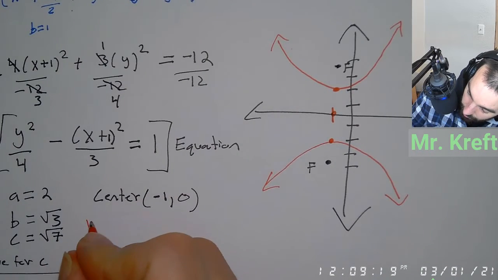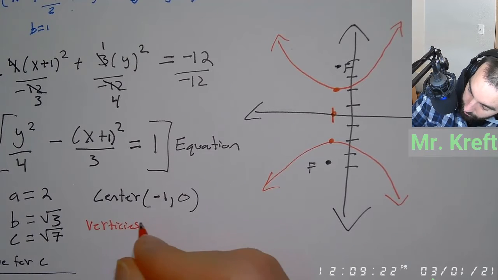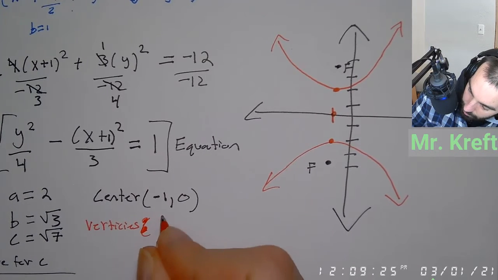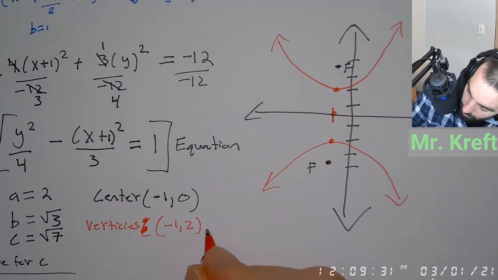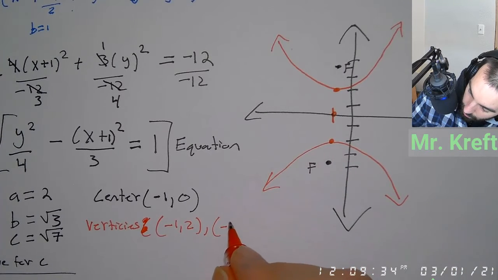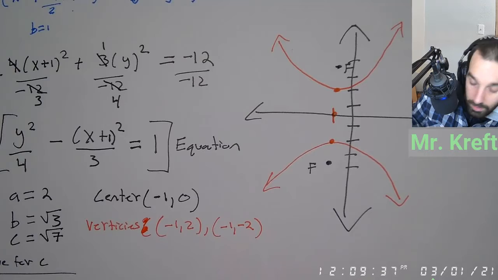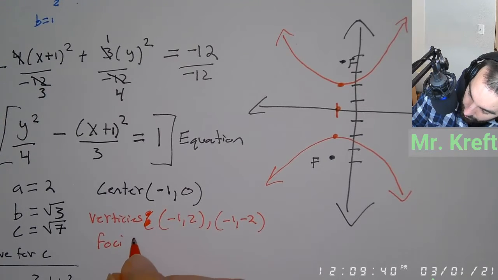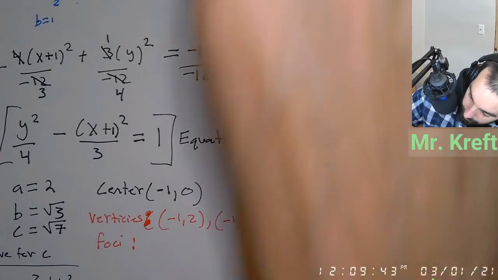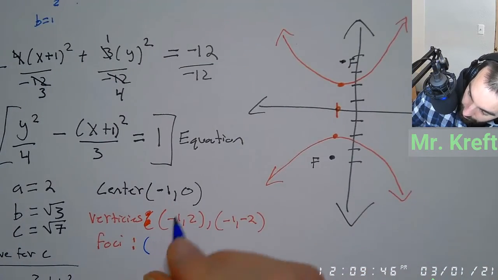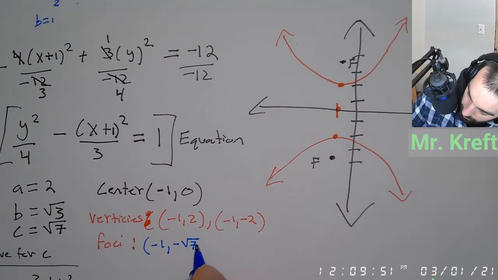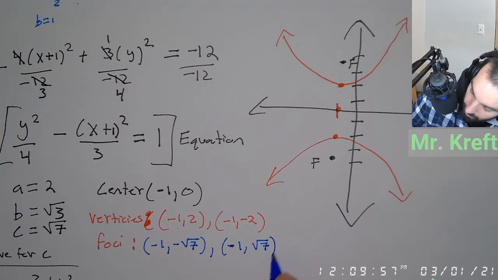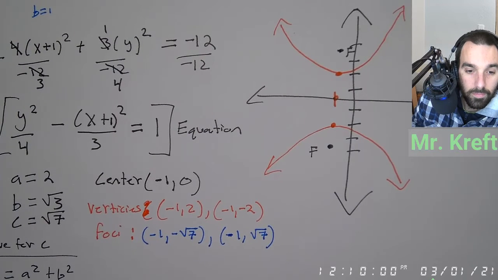So my center's here. My vertices. So it's going to be my center up 2, so negative 1 up 2, and my center down 2. And then my foci, it's going to be my center down root 7. So negative 1 minus root 7 and negative 1 plus root 7, like that.